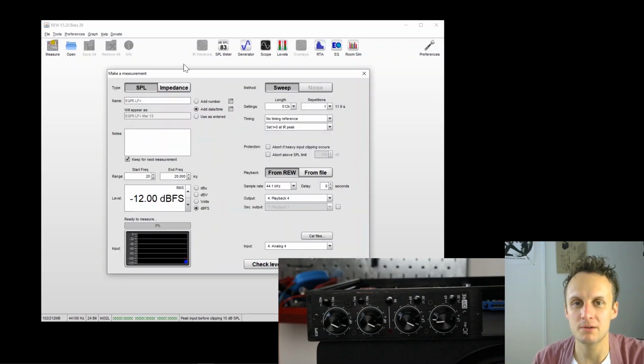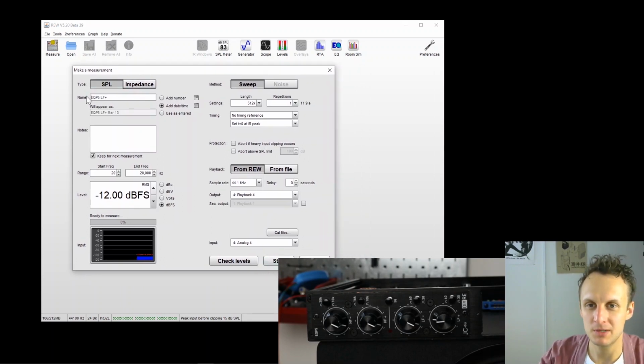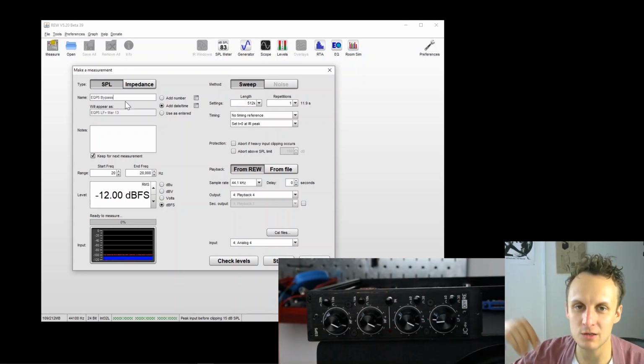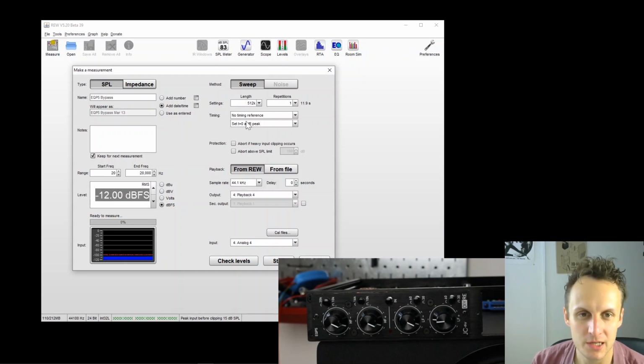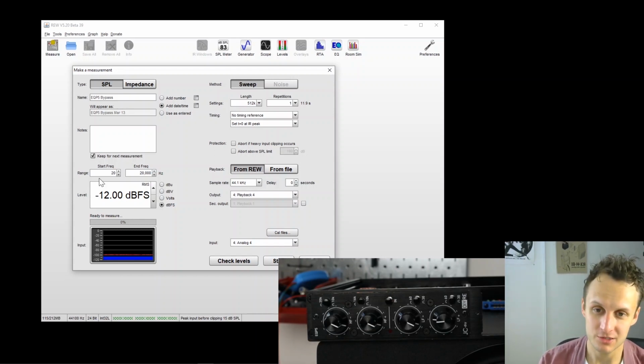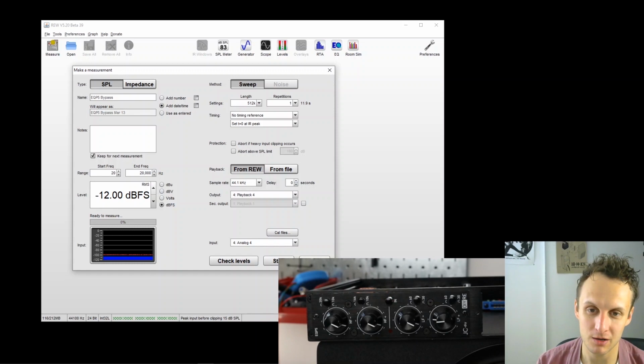So go over here to measure, leave it on SPL, and I'm just going to name this EQP5 bypass. As you can see here, I've got the unit in bypass. Now, the rest of this stuff you can leave as it was. Start frequency 20 hertz, end frequency 20 kilohertz. The only thing that you really need to pay attention to is the level, which should be the same as what we just sent out with the signal generator. So just make sure it's minus 12 dB, if that's what you did for the generator.